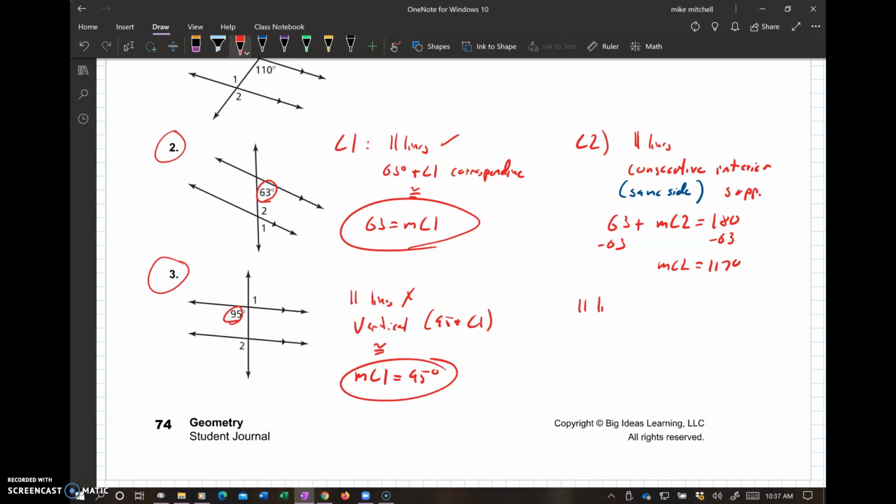Again, parallel lines. I don't always write that out. I do look for it. I have corresponding angles for the 95 and 2. I'm looking at 95 degrees and angle 2. That property is congruent. So the measure of angle 2 also equals 95 degrees, which makes sense. 1 and 2 are alternate exterior, which are supposed to be congruent. I got the same measure for each of those.